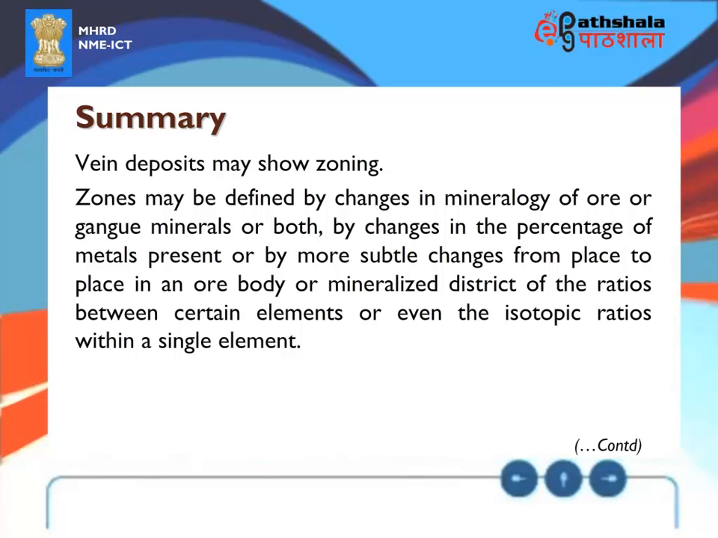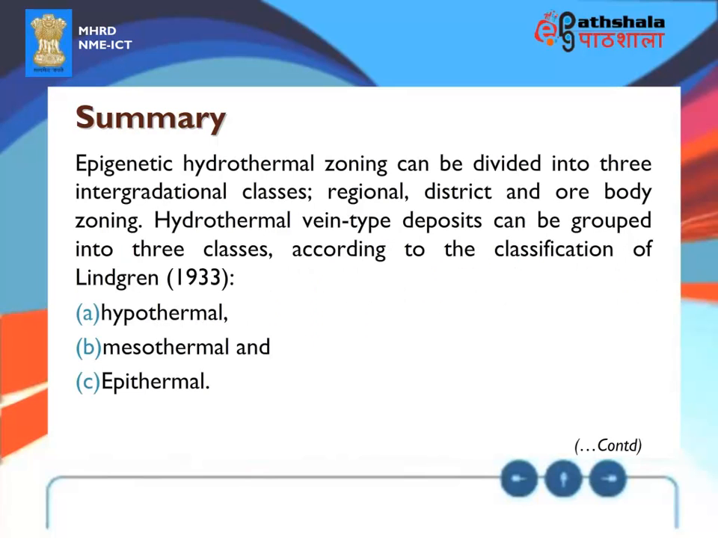Zones may be defined by changes in mineralogy of ore or gangue minerals or both, by changes in the percentage of metals present, or by more subtle changes from place to place in an ore body or mineralized district of the ratios between certain elements, or even the isotopic ratios within a single element. Epigenetic hydrothermal zoning can be divided into three intergradational classes: regional, district, and ore body zoning.